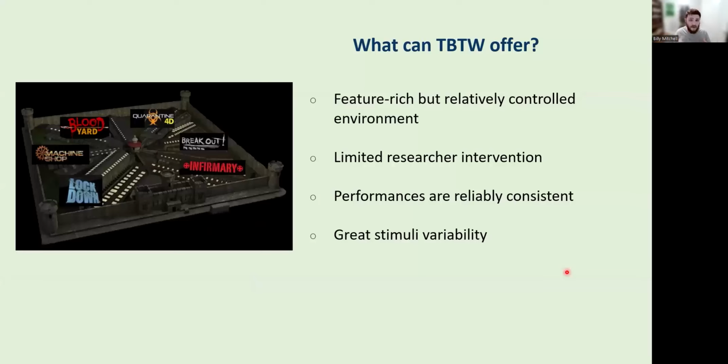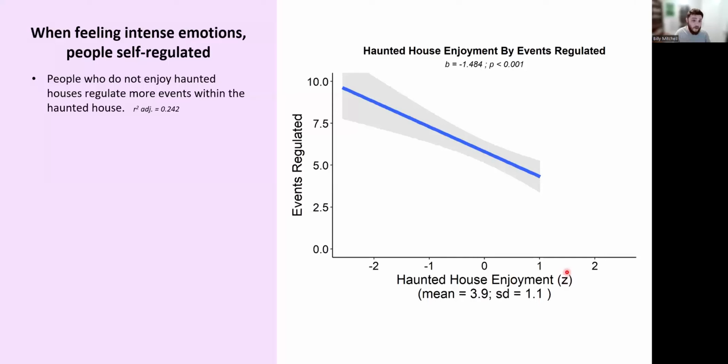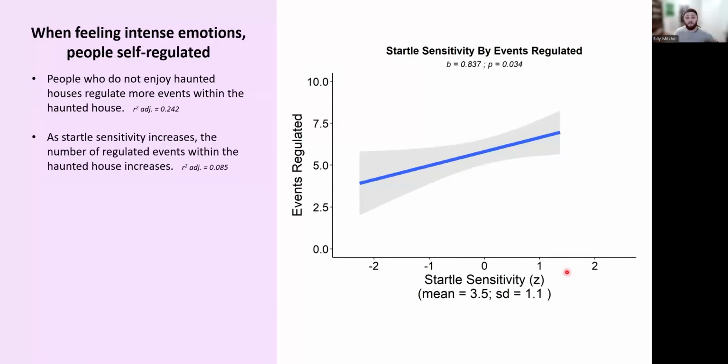Despite these strengths, a common concern is that haunted houses are often designed to be entertainment, so subjects might be experiencing amusement and not really regulating. However, we found that self-reported haunted house enjoyment negatively predicted how frequently subjects regulated their emotions, and that individuals who are more easily startled reported self-regulating more frequently while in the haunted house too. So subjects who we might expect to need to self-regulate in this setting were self-regulating as expected without any prompts to do so.